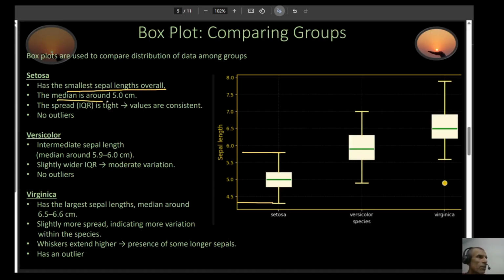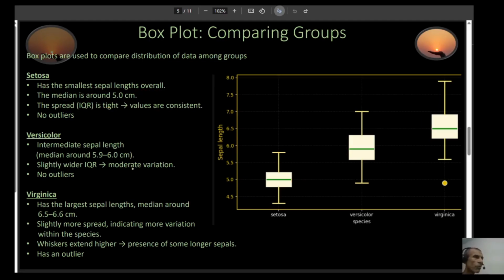The median is around 5 centimeter. You can see that this is your median right here, almost 5 centimeter. The spread of your IQR is tight. In other words, your values are consistent. This right here is your IQR, and your IQR is smaller over here. Okay, these are small values compared with this one and this one. So in this case, that tells me that here my values are more consistent.